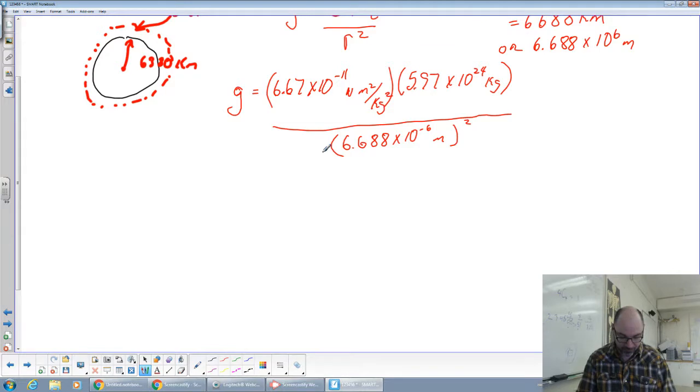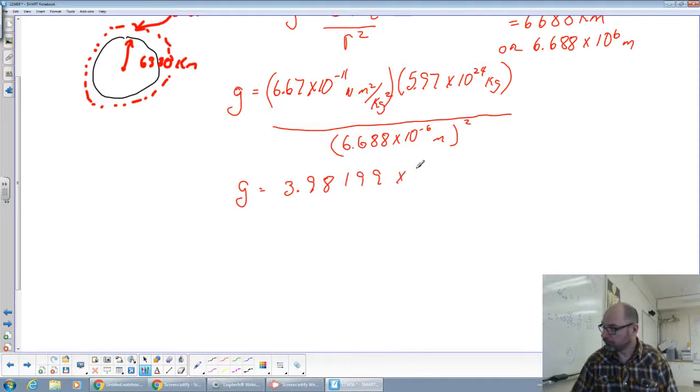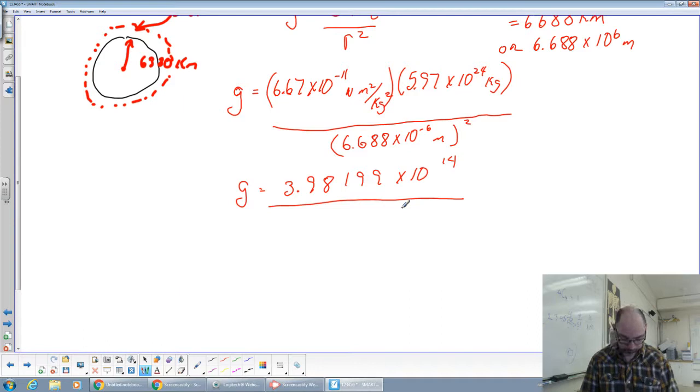So 6.67 exponent negative 11 times 5.97 scientific notation exponent 24. Okay, I'm not going to round anything off. Keep it on the calculator and then round off at the end. And then this one is 6.688 exponent 6 squared.